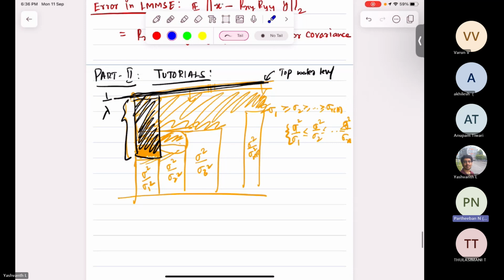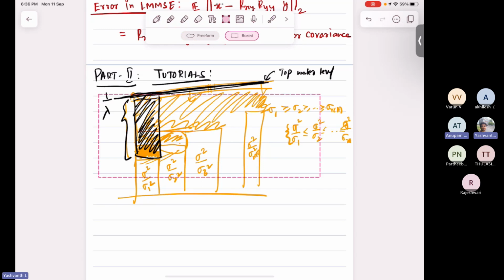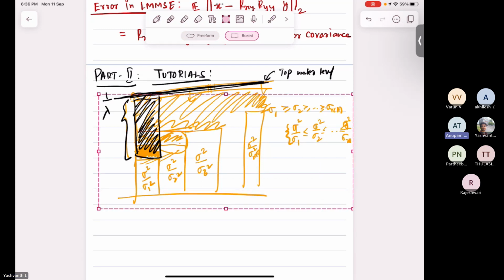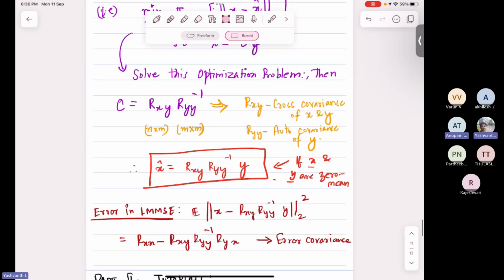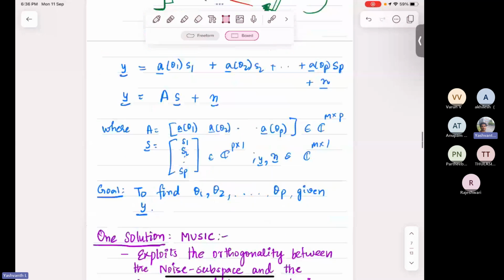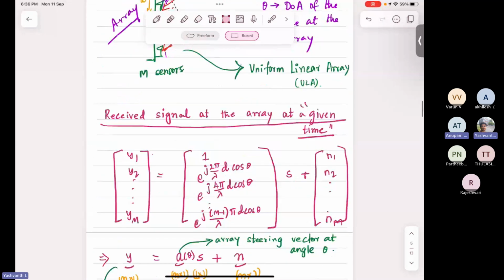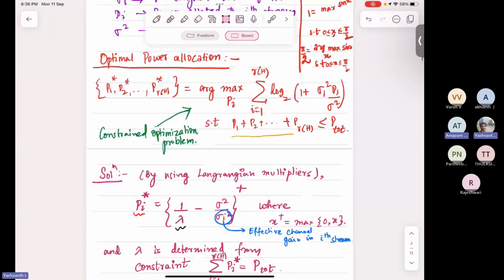Okay, sir, fine. A small question: why did we keep this power sum constraint as less than or equal to P total? Power should always be equal to P total, not less than. Correct, that's a very valid question. In fact, if you solve this optimization problem, the optimal Pi's, if you sum all of them, will indeed be equal to P total. This is only for mathematical accuracy. That's all.